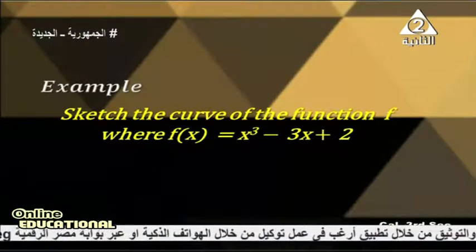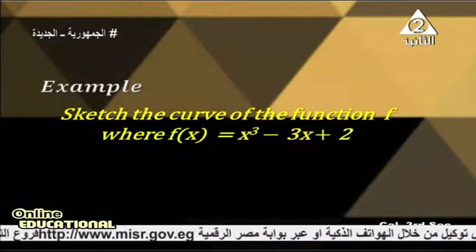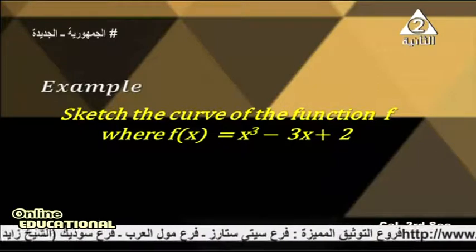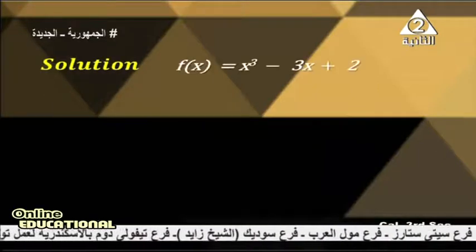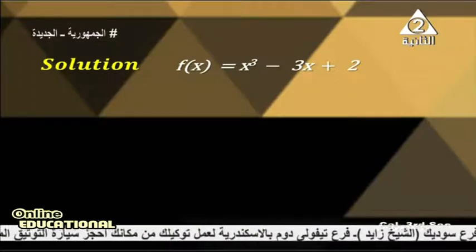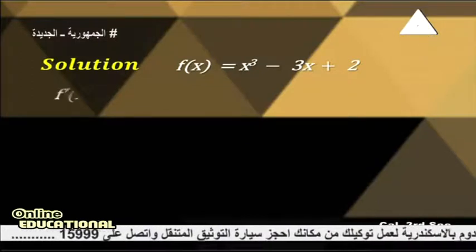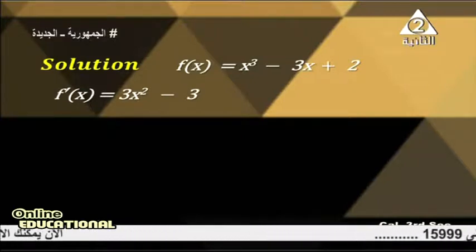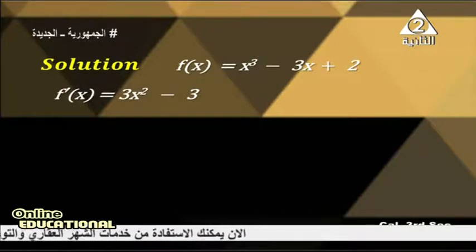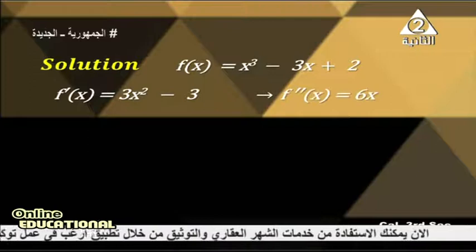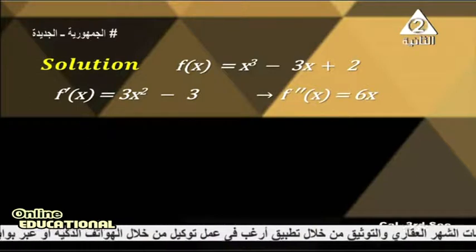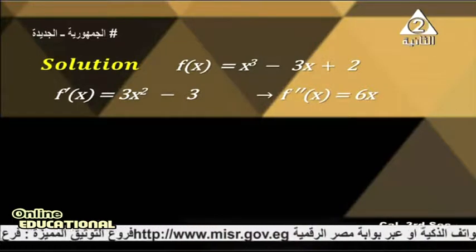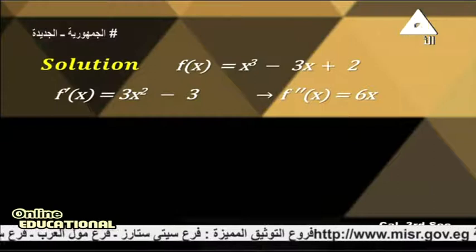Sketch the curve of the function f where f of x equals x to the power 3 minus 3x plus 2. The first derivative f dash x equals 3x to the power 2 minus 3. And the second derivative f double dash x equals 6x, which is the derivative of 3x power 2, and the derivative of the constant negative 3 equals 0.